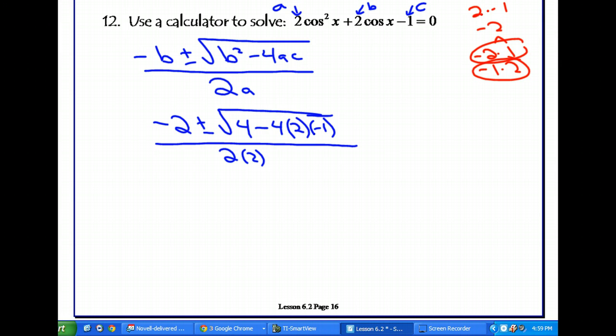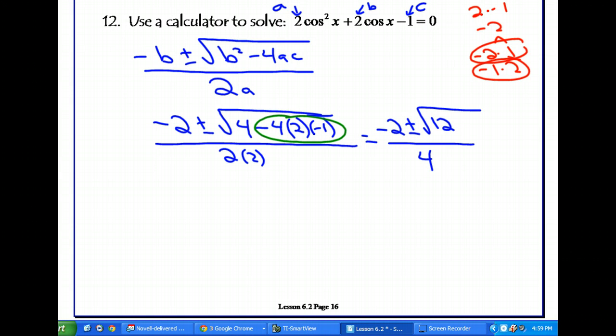Okay, let's simplify a little bit. We get negative 2 plus or minus the square root. And let's see here. Negative 4 times 2 times negative 1. How much is that? That's 8. 4 plus 8 is 12. And I get that all over 4.